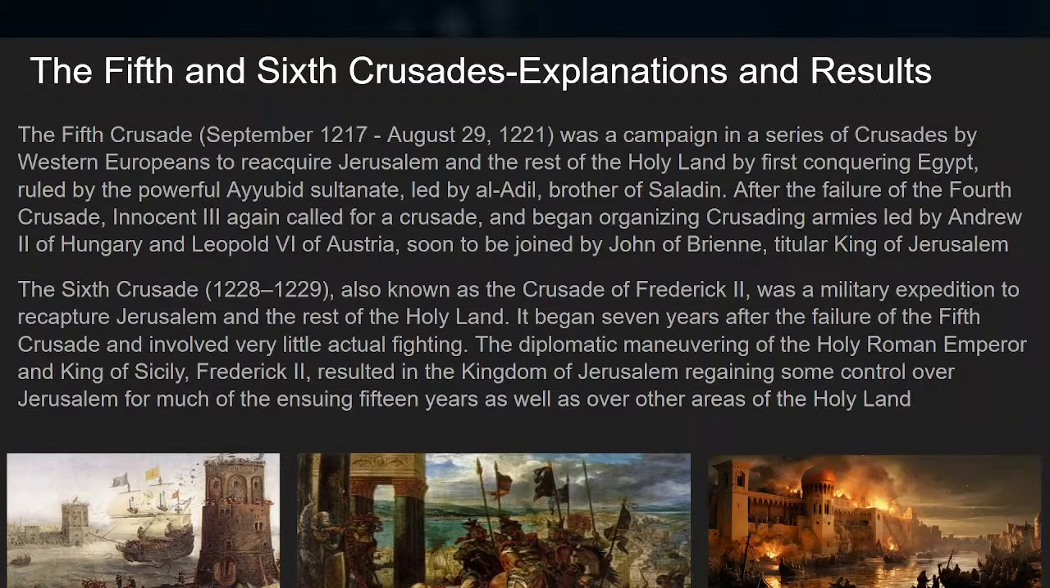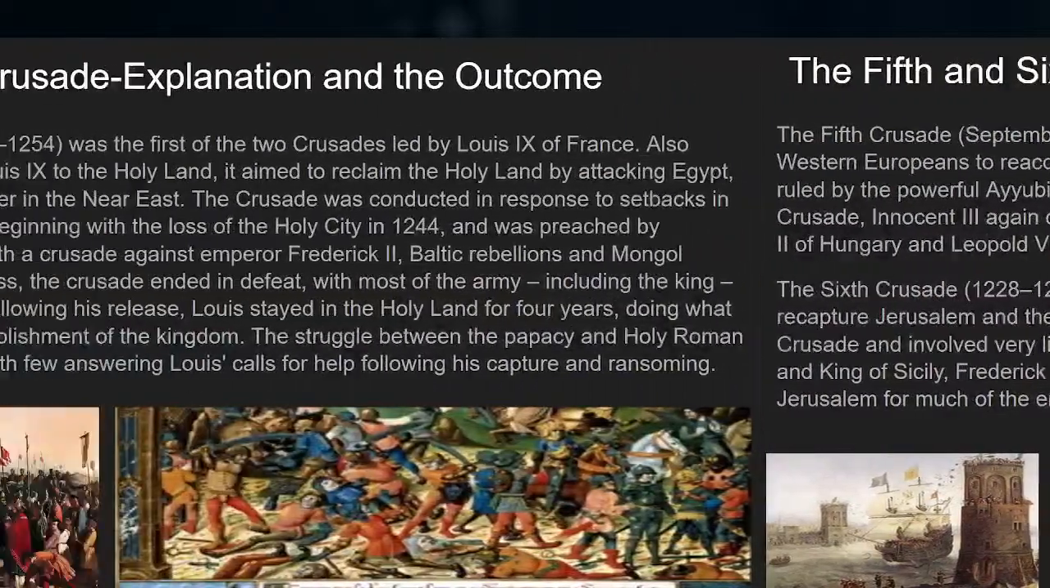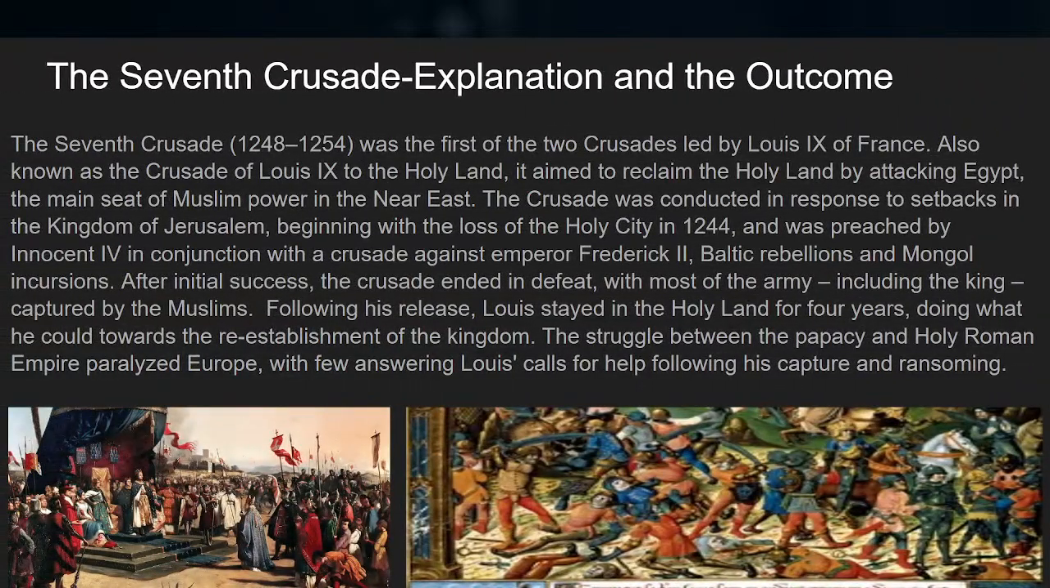Here are some pictures of the Fifth and Sixth Crusades. Again, these are all oil paintings. Most of them are, some of them aren't.